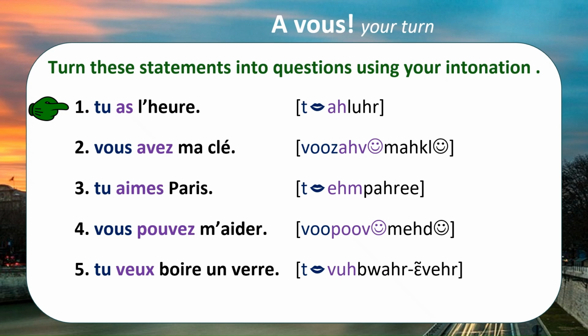Tu as l'heure. Tu as l'heure? Vous avez ma clé. Vous avez ma clé? Tu aimes Paris. Tu aimes Paris? Vous pouvez m'aider. Vous pouvez m'aider? Tu veux boire un verre. Tu veux boire un verre?